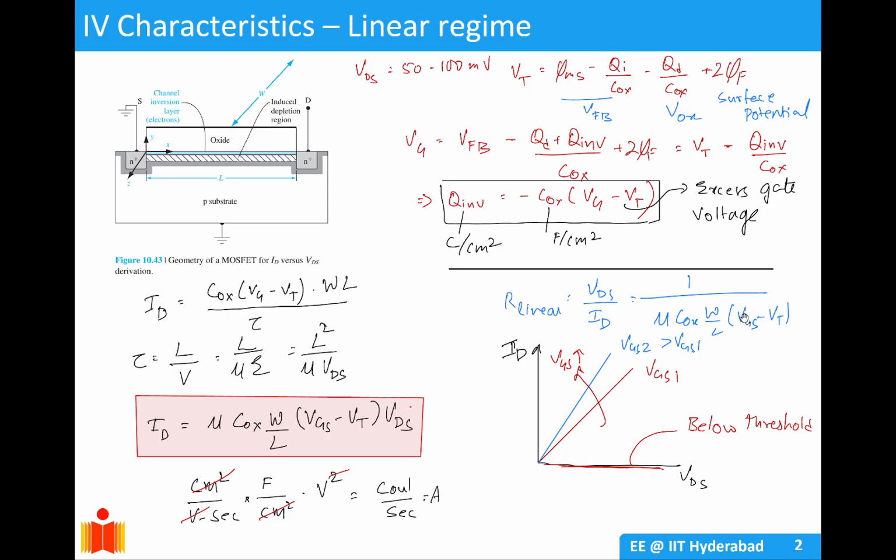And when VGS is equal to VT, this whole thing becomes 0 and R becomes infinity, and hence in the ideal condition, at threshold and below threshold, your current will always be 0.